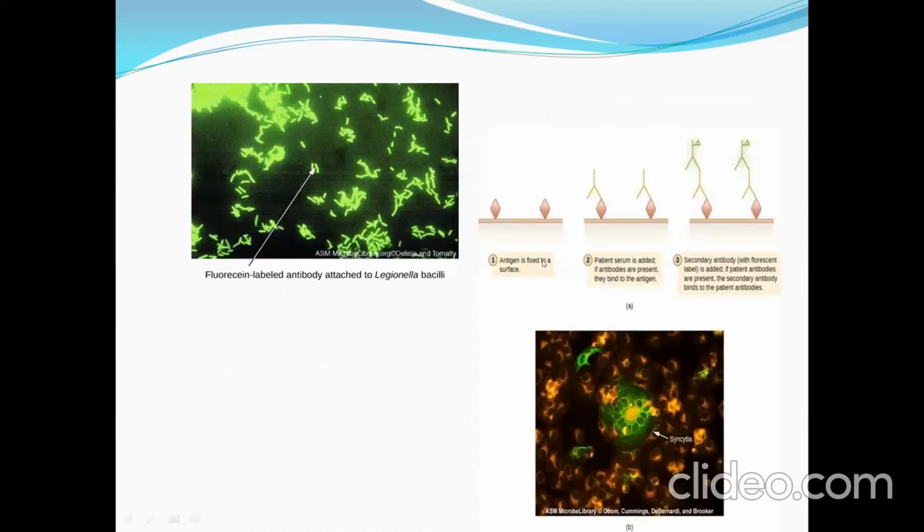Here the antigen is fixed to a slide, to a surface, then patient serum is added, and if antibodies are present, they bind to the antigen, and a secondary antibody with a fluorescent label is added. If patient antibodies are present, the secondary antibody binds to the patient antibody. So it can also very easily be detected under the fluorescent microscope. So these are some of the applications of fluorescence microscopy.